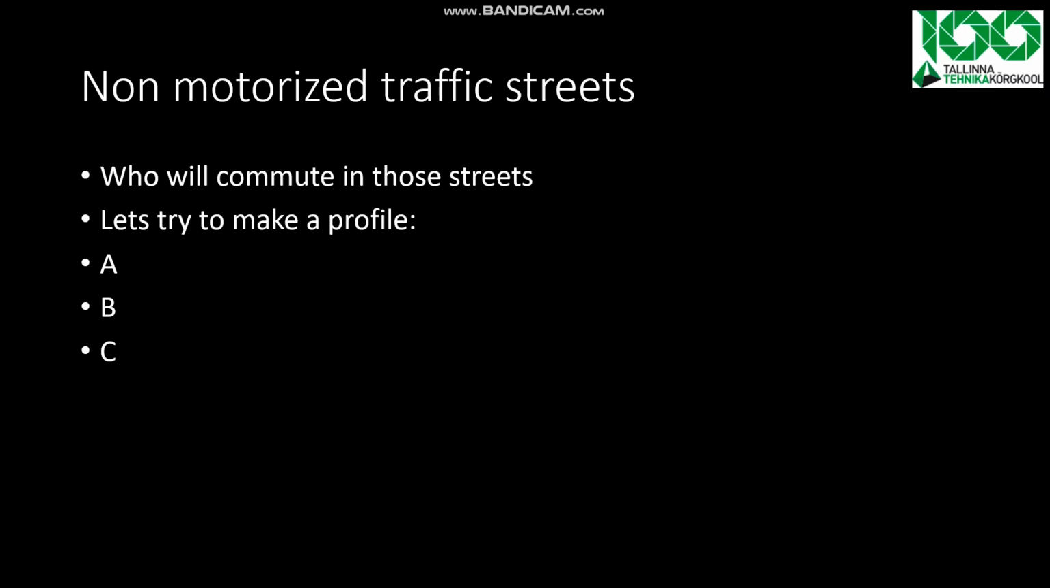Who will commute on those non-motorized traffic streets? Let's try to make profiles. Profile A would be students who will go from home to school. The second one would be people who want to train, do exercise or something. And the third one would be tourists. They want to go sightseeing and so on. They want to go from the airport or from the port to the sights. So they are also one profile.